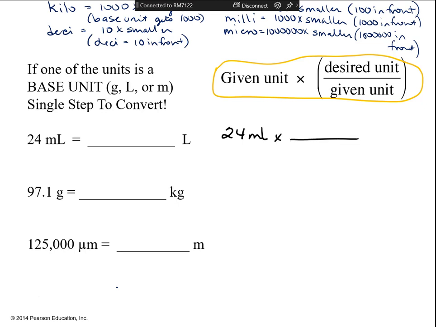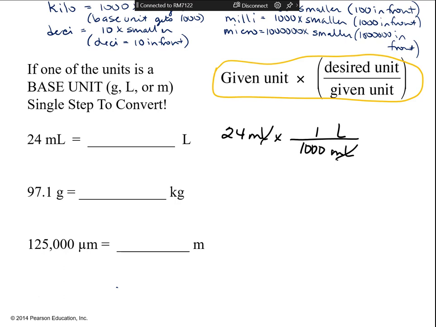Now, I want to get rid of milliliters, so I'm going to put that on the bottom. The unit you're given always goes on the bottom in the first step. And the unit that I want to go to is the answer, which would be liters. Whenever you see milli, what goes in front of it? 1,000. Milli gets 1,000, liters gets the one. So see how then milli and milli will cancel. And now I just have to do the math.